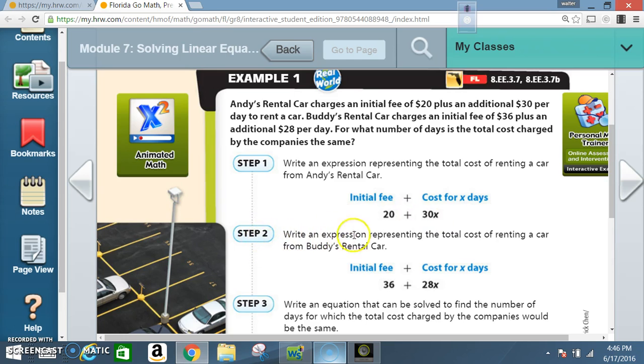Step 2, write an expression representing the total cost of renting a car from Buddy's rental car. At Buddy's, the initial fee was $36 and the cost for X days was $28 per day. So, $36 plus 28X.